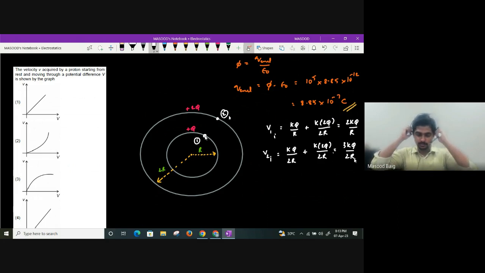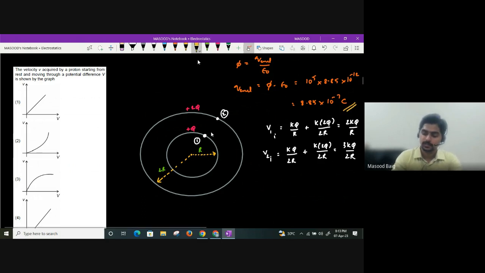Now see, which has more potential, guys, inner shell or outer shell? See, 2kq by r for the inner shell, and for the outer shell, 3 by 2 kq by r. So the inner shell has more potential, or not? Yes. So whenever you connect them with the help of a conducting wire, what is going to happen? There will be charge flowing from where to where? From the inner shell to the outer shell. How much charge is flowing? Let us say small q charge is flowing, guys.